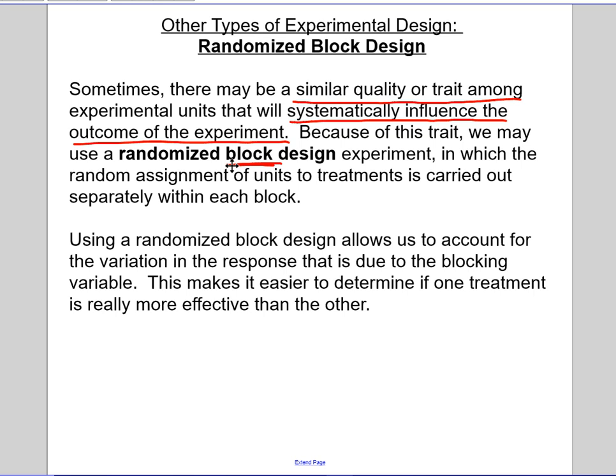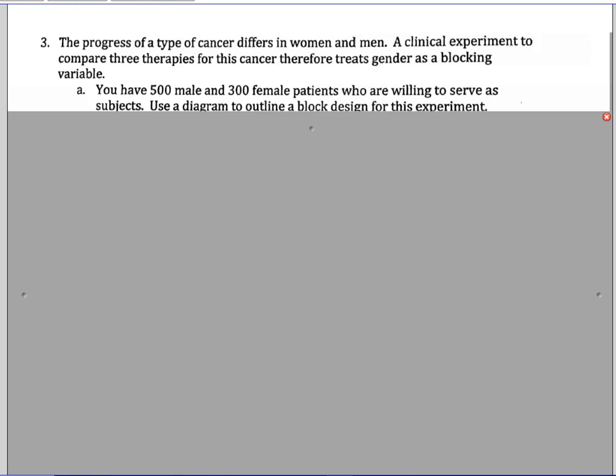So you should have a block design worksheet from your sub. We're going to go through a quick example together. And keep in mind your sub also has answer keys to all this stuff, so you can check your answers as you go. But we're going to look at number 3, okay?